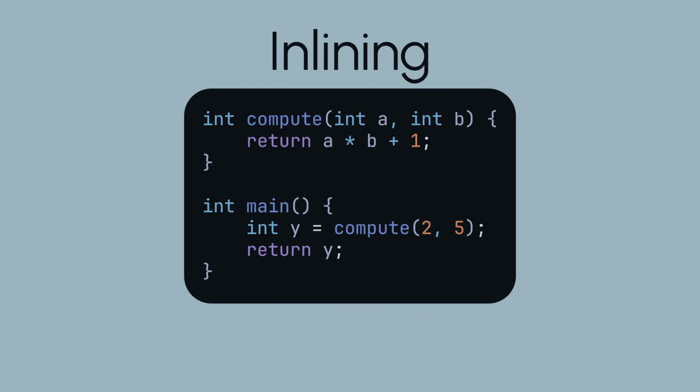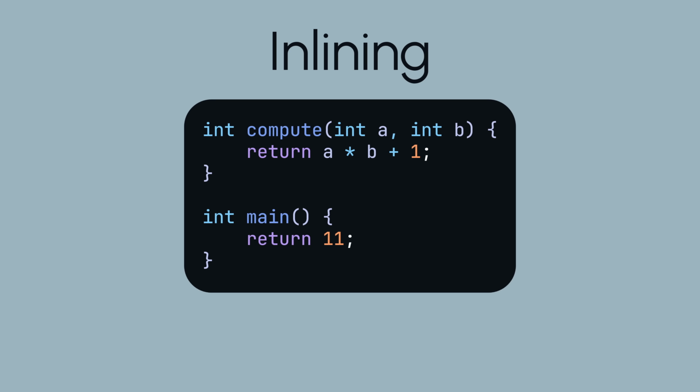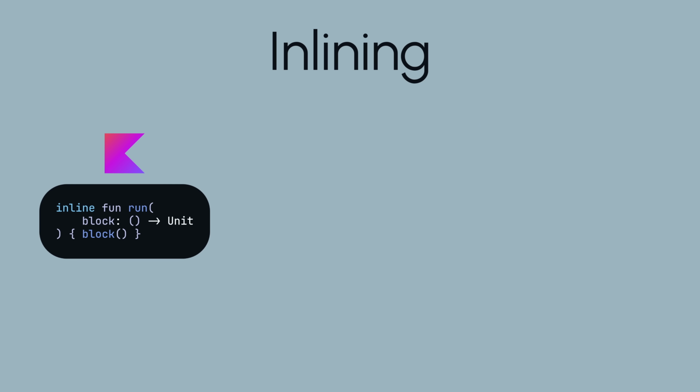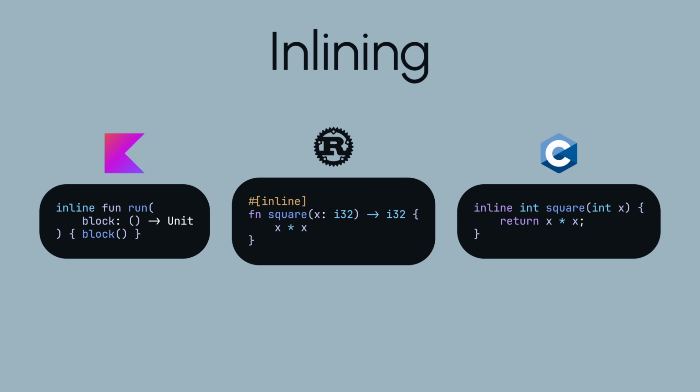Inlining fixes all of that at once. Instead of doing a function call, the compiler pastes the body of the callee directly into the caller, and suddenly a whole new round of folding, propagation and dead code elimination becomes possible, because constants can now flow from the caller into what used to be the callee. Some languages let the programmer ask for this explicitly. Kotlin and C have an inline keyword, Rust has the inline attribute.